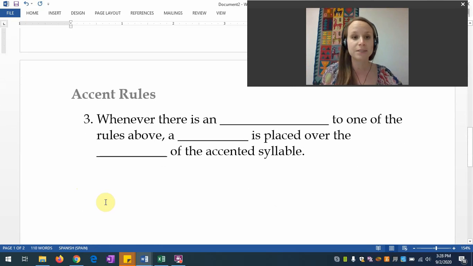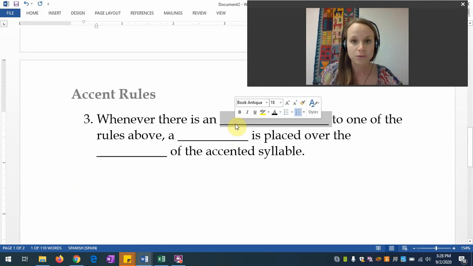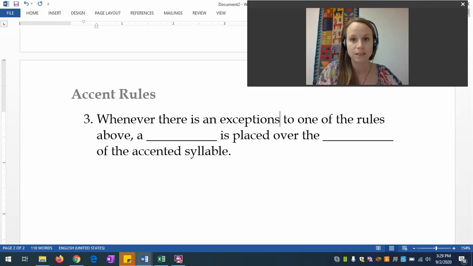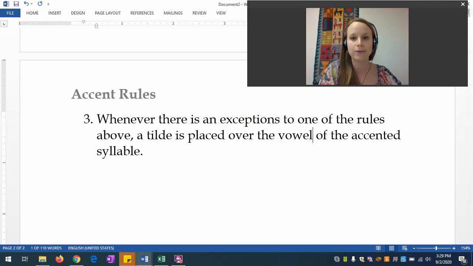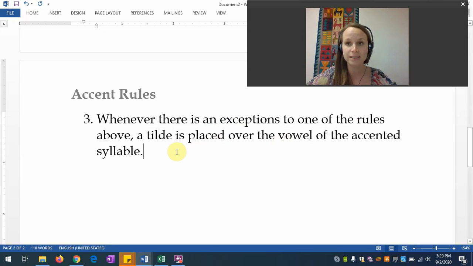Sometimes there are exceptions to rule 1 or rule 2. And in these cases, we put a tilde over the vowel of the accented syllable. So if you see a word that's written in Spanish and it has a tilde on it, you can know that that is the word that's going to receive the verbal stress. And if you're writing a word in Spanish that doesn't follow rule 1 or 2, you're going to need an accent mark to show how that word is pronounced.